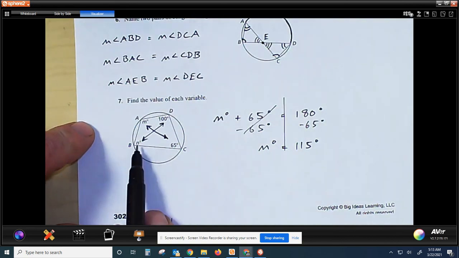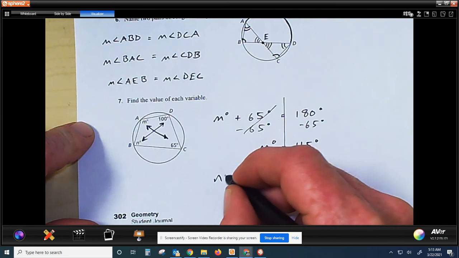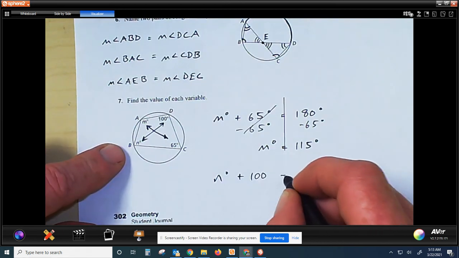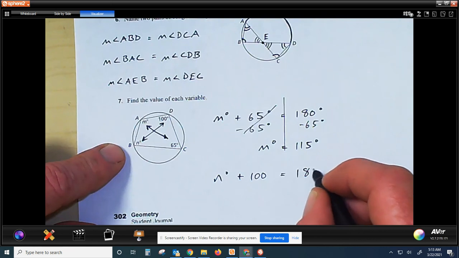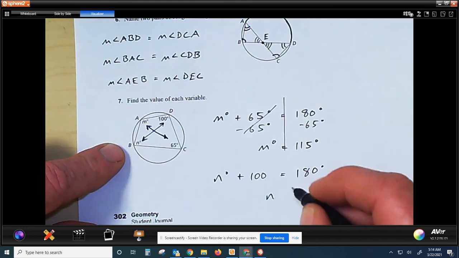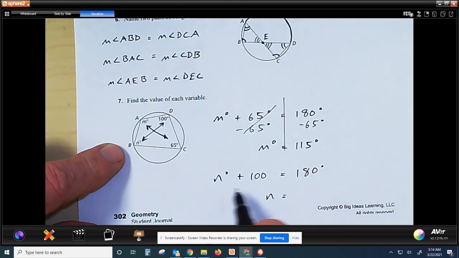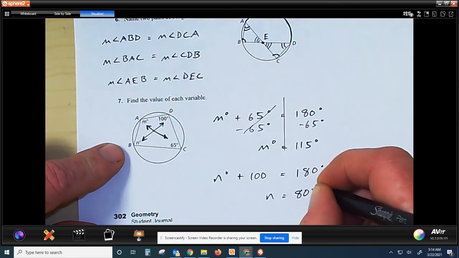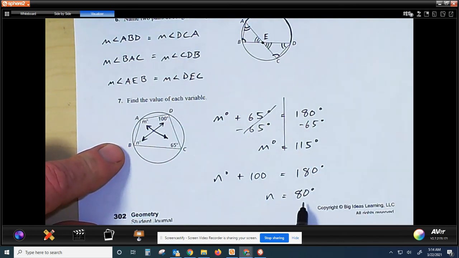The same with variable N in degrees plus 100 equals 180 degrees. Okay, what number plus 100 gives me 180 degrees? If I talk it through in a sentence like Mr. Young does, N will be 80 degrees. 80 plus 100 is equal to 180.